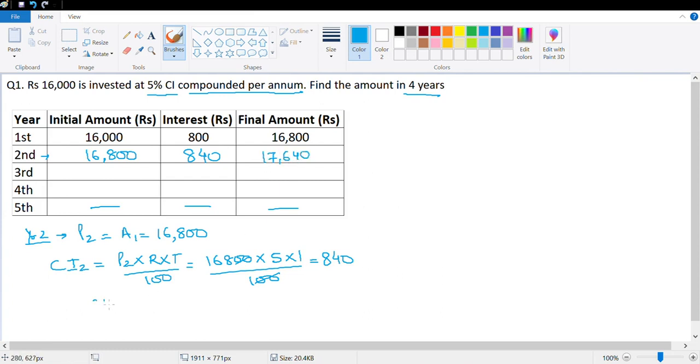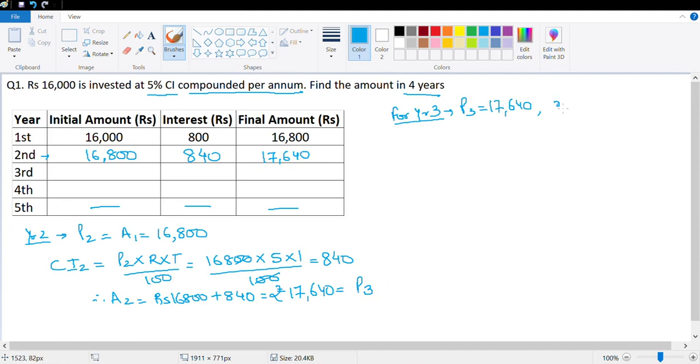So this is 840, which means my final amount becomes 17,640. Therefore, A2 is equal to rupees 16,800 plus 840, which is equal to rupees 17,640, which now is my principal for year 3. So for year 3, we have P3 is equal to 17,640. Rate remains the same for all years as per this question, 5%. And for this year, time is 1 year again. This is for the third year. So compound interest for third year will be equal to 17,640 into 5 into 1 upon 100.